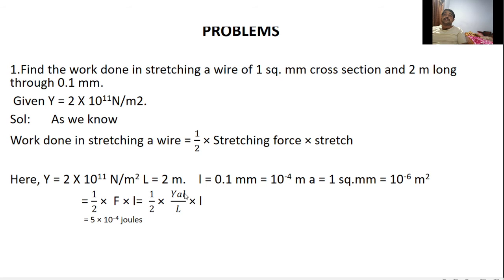The change in length, or increase in length, l, is 0.1 millimeter, or 10 to the power minus 4 meter, divided by the original length L, that is 2 meters, into l, that is 10 to the power minus 4 meter. When you substitute these values, finally we get the work done equal to 5 into 10 to the power minus 4 joule.